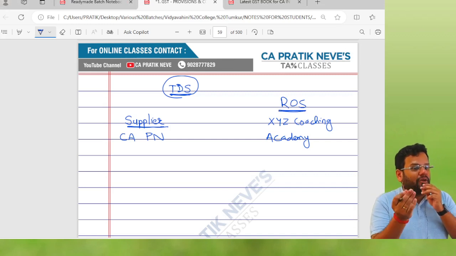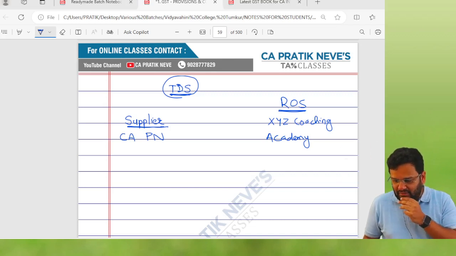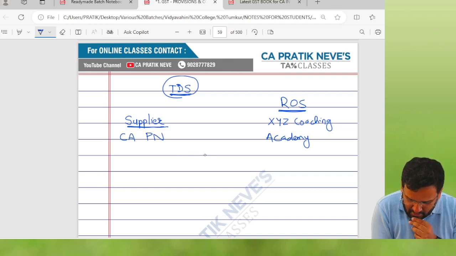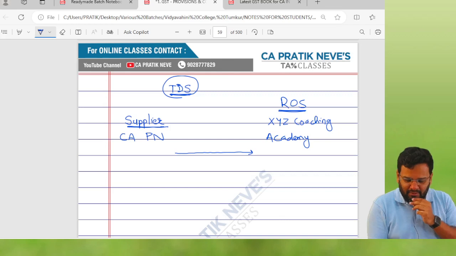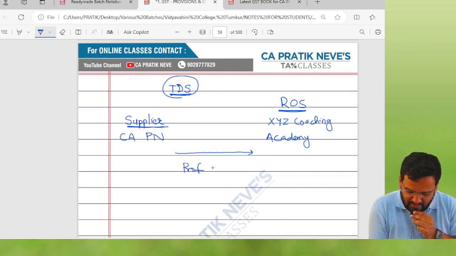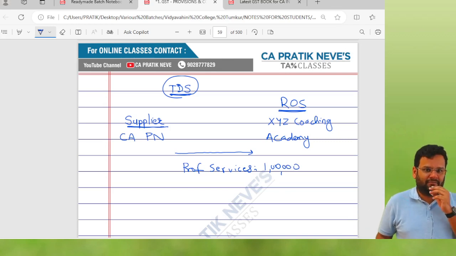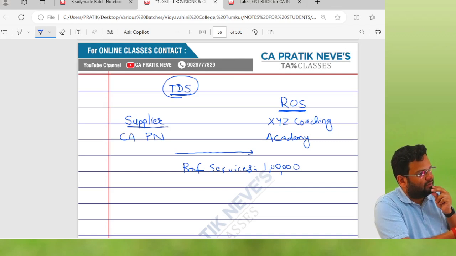Okay, I am not an employee with XYZ Coaching Academy, but I am giving professional services. So with an arrow, show that I am giving them professional services. Assume these professional services I am giving are of 1 lakh rupees. Of how much? 1 lakh. Agreed? So for me it is an income. For that academy it is an expense.